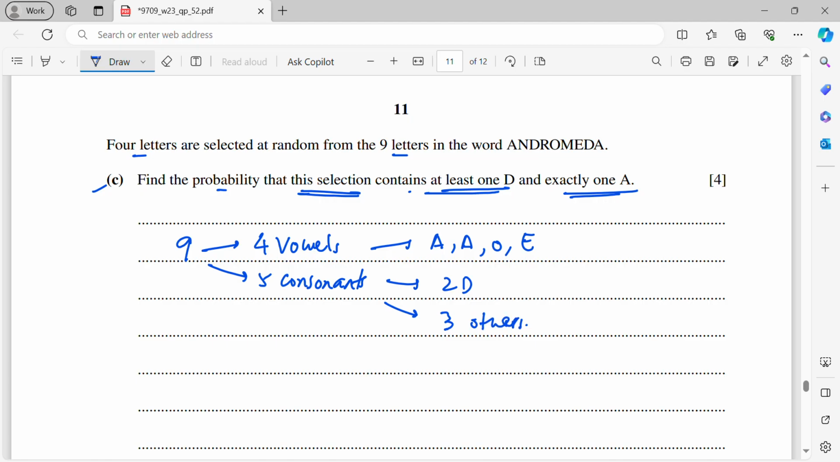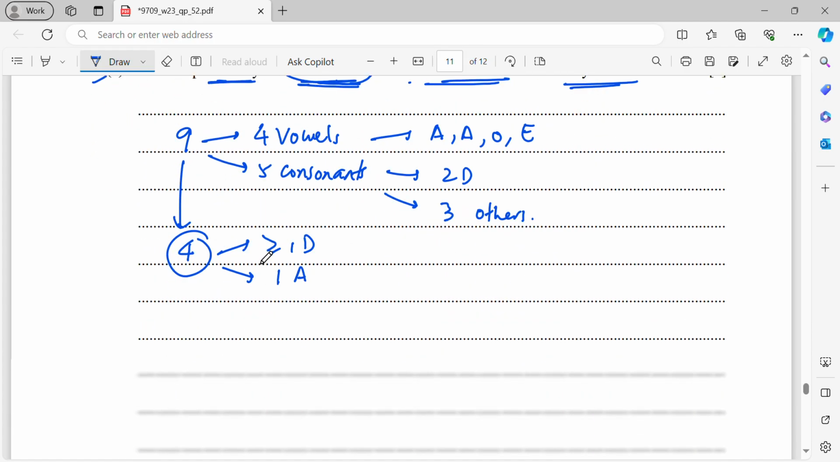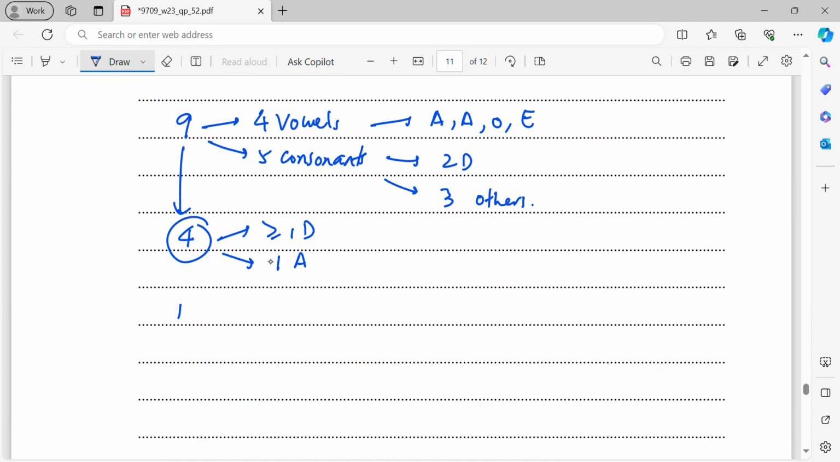When you solve this problem, you have to be careful. You are counting probability of selection. From 9, you choose 4. From these 4, at least 1 D and exactly 1 A, which means you may get 1 D, 1 A, then 2 others, or you may get 2 D, 1 A, and 1 other.